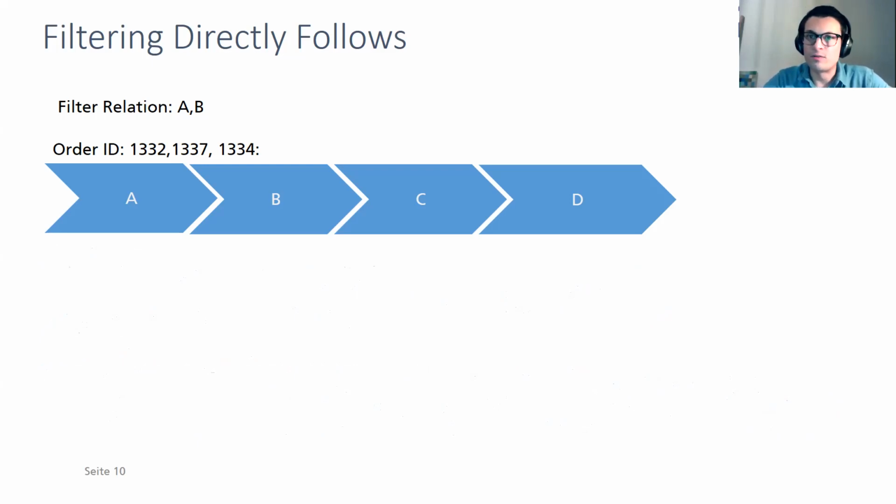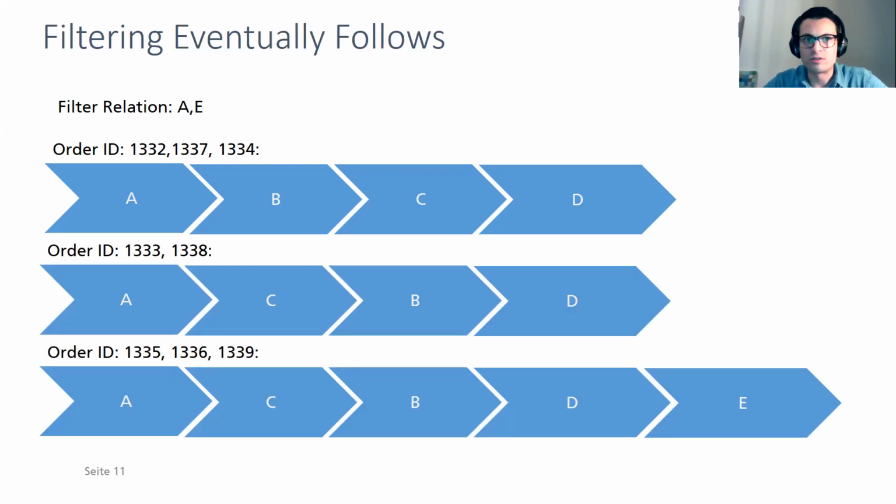Alternatively, you can also filter on what we call an eventually follows relationship. And that is basically allowing you to have an arbitrary number of events in between the arguments. So for example, if I would like to filter on an eventually follows relation A, comma E, then I would drop the first two variants, because the first two variants do not describe an activity A followed eventually by an activity E, because activity E in those two cases does not occur.